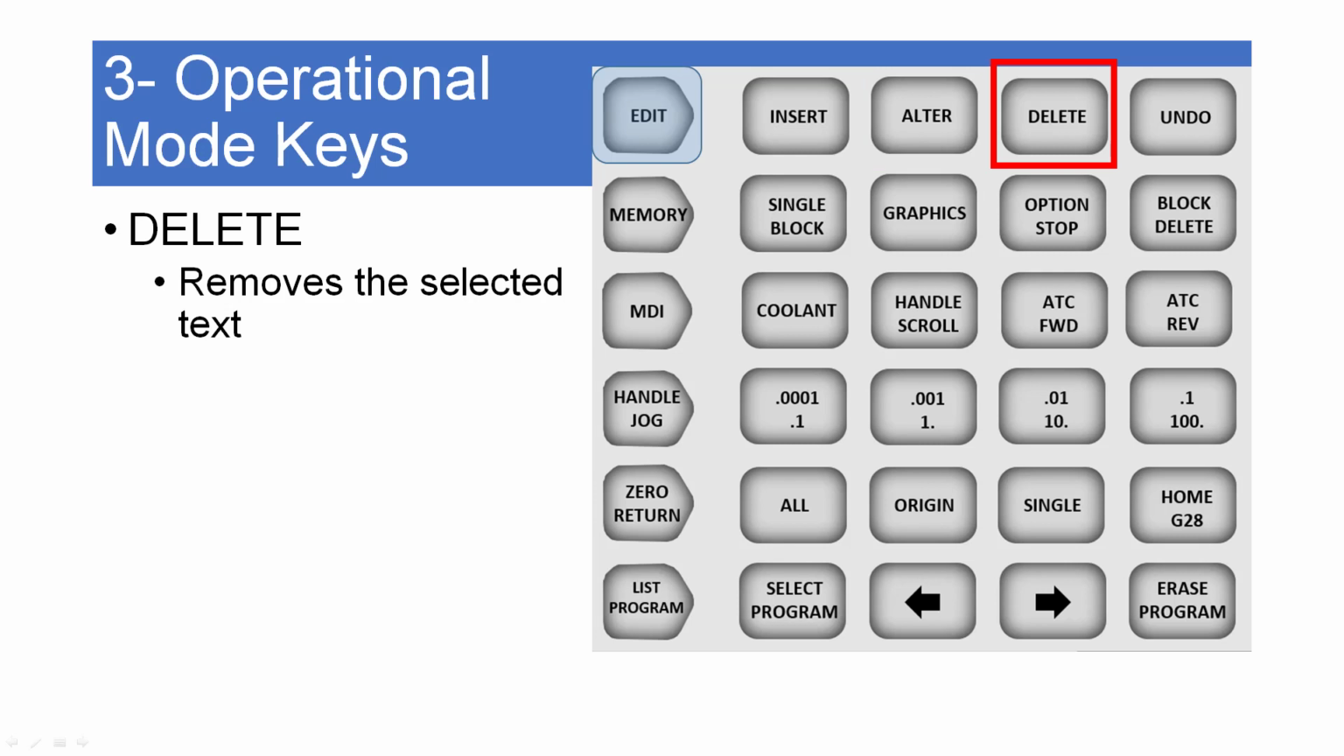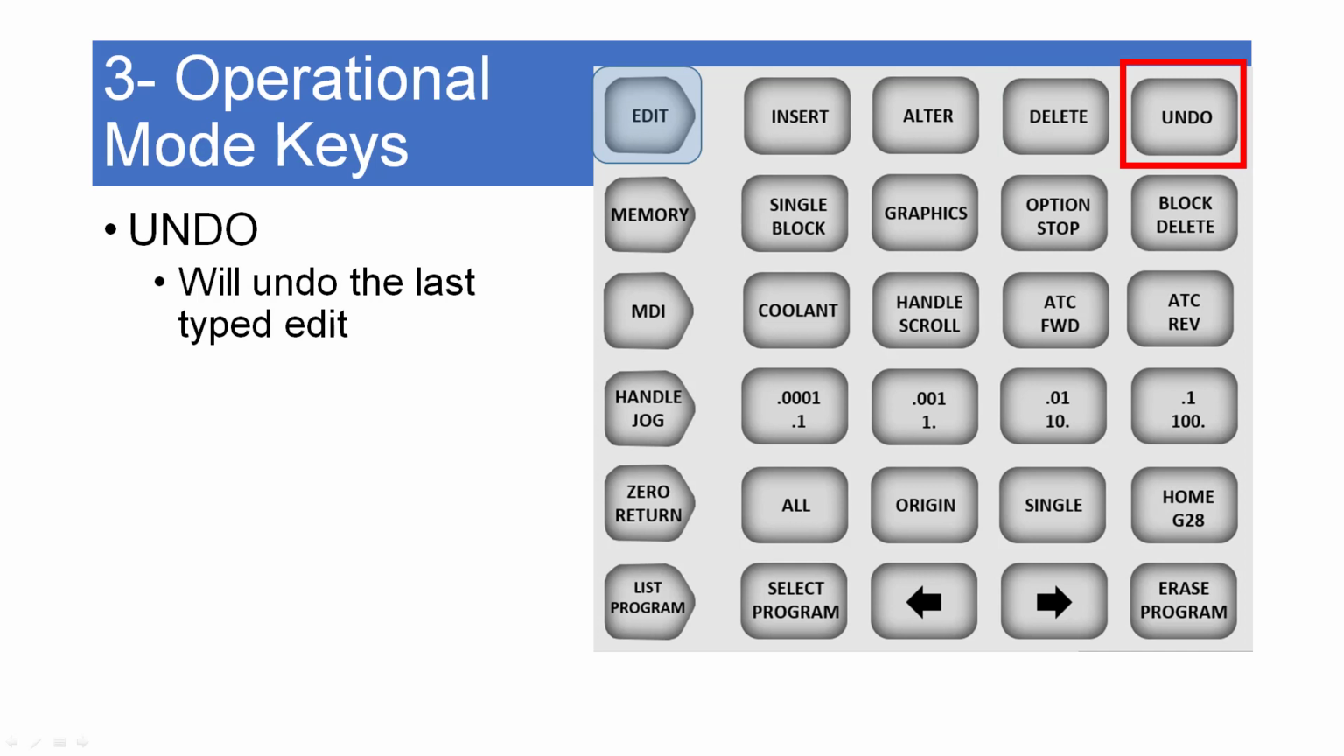The Delete key will remove or delete selected text. And last on the Edit function row is the Undo key, which will step back to the prior condition and undo the last typed entry, very much like Control-Z does on a computer.